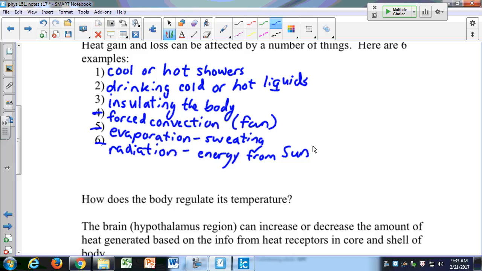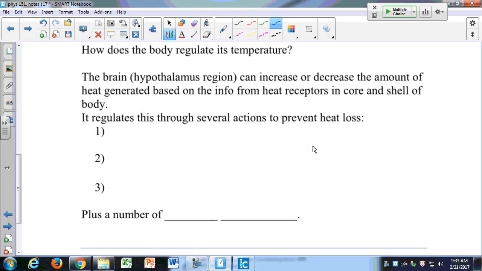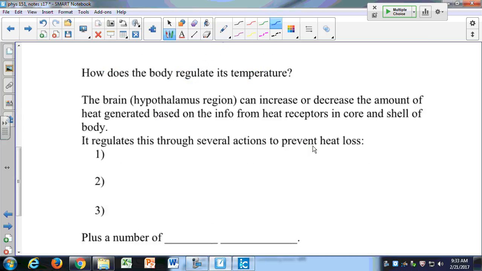All right. So how does the body regulate its temperature? What was this quality of the body called, that it regulates its temperature? Do you remember the word we used to describe that? Homeostasis, right? The body keeps a very regular temperature that's different from a lot of other creatures. And it's a neurological thing, so the brain can increase or decrease the amount of heat that's generated. It has heat receptors all throughout the body that say the body is hot or cold, and then sends that information to the brain. And then the brain can do several things in order to maintain that temperature and prevent heat loss.